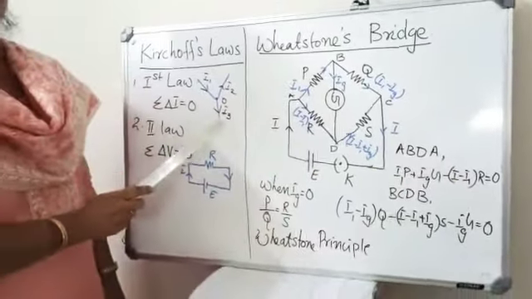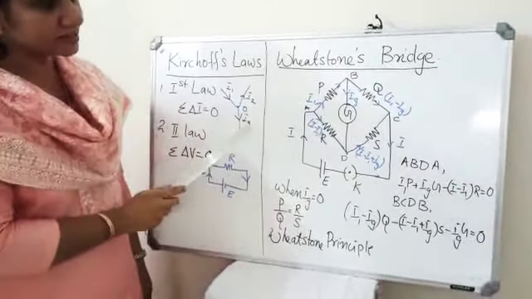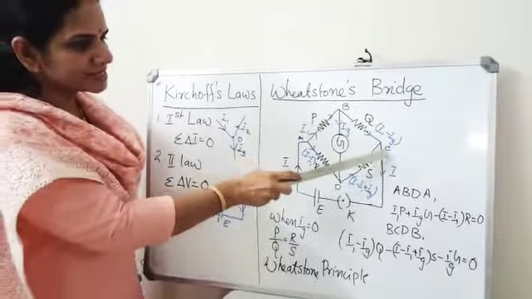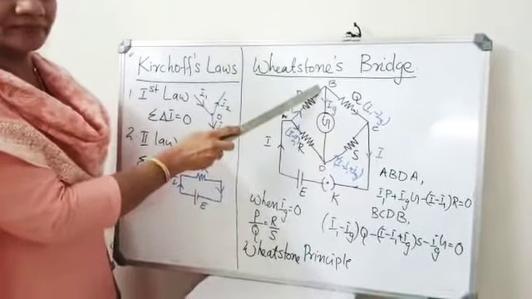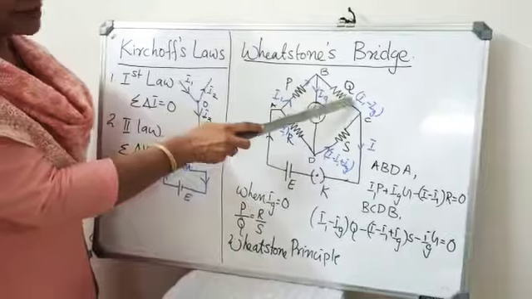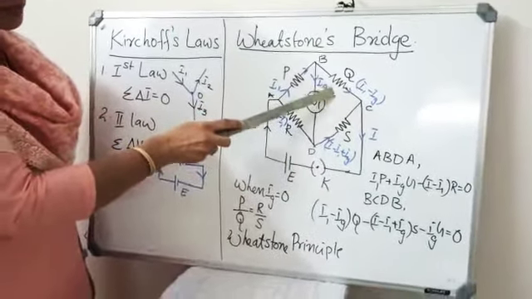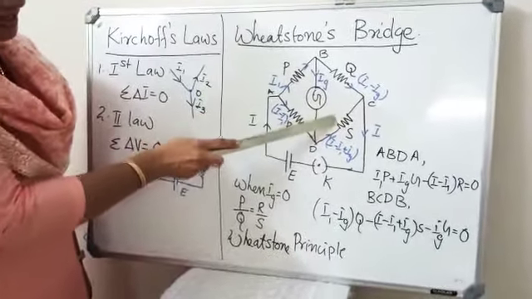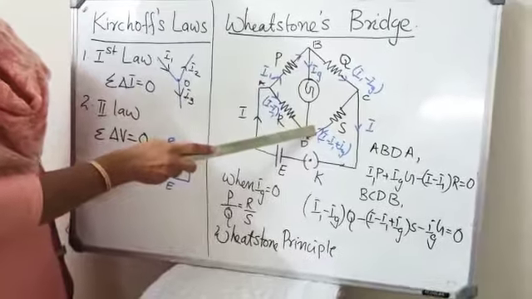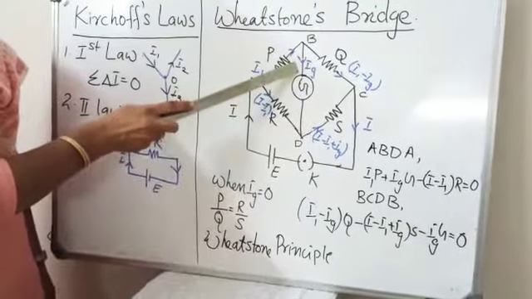Now, we will consider the loop B, C, D, B. (I1 minus Ig) into Q minus (I minus I1 plus Ig) into S minus Ig into G is equal to 0.